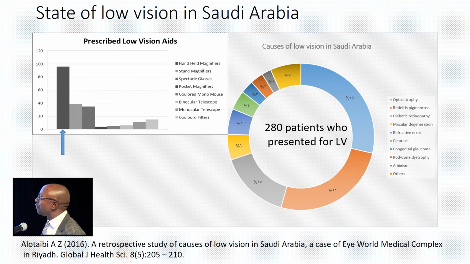The most prescribed low vision device is the handheld device. And of course, that underscored the statement I just made, that low vision service was just handing out of handheld devices to people with low vision to enhance their ability to read. And the causes of visual impairment are indicated in the slide.